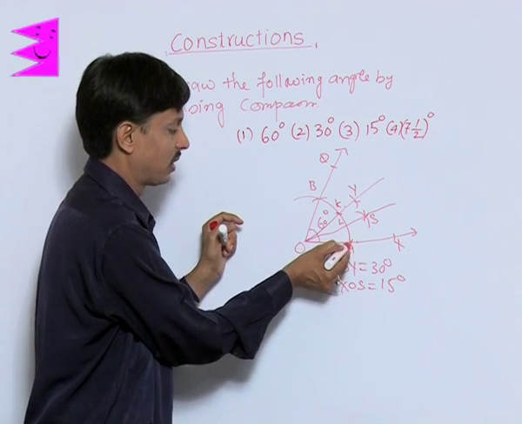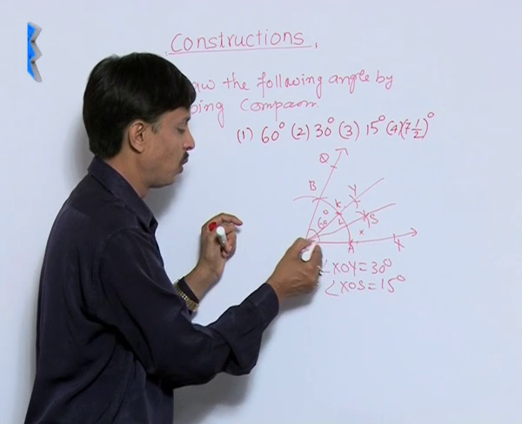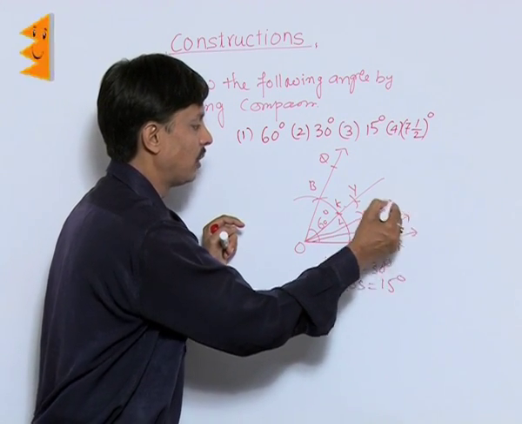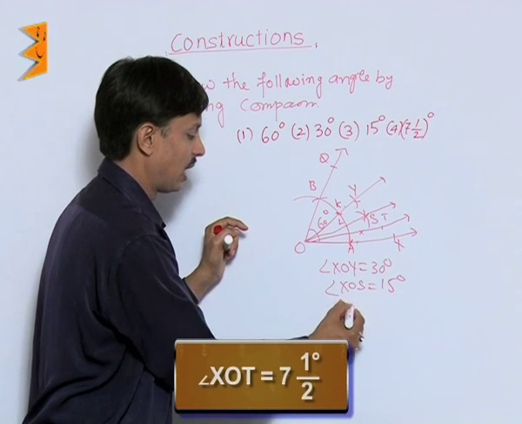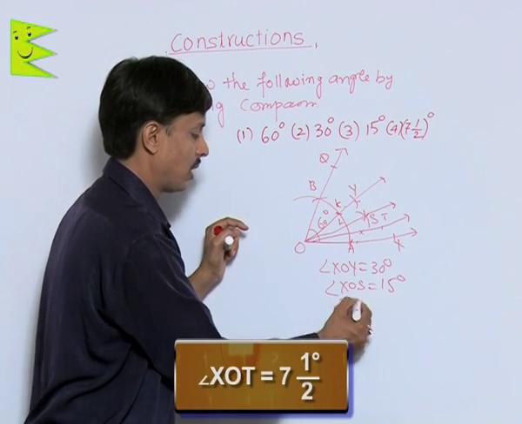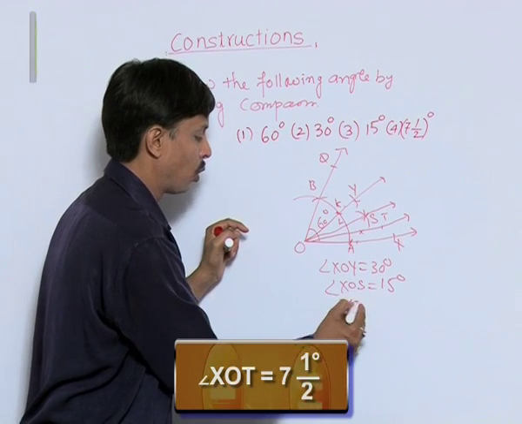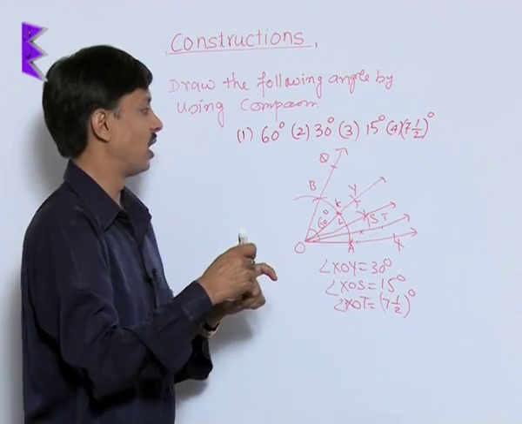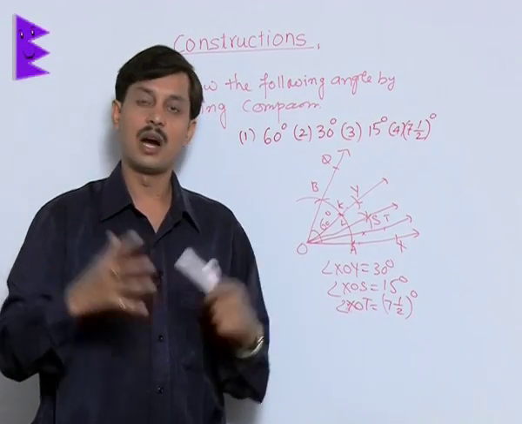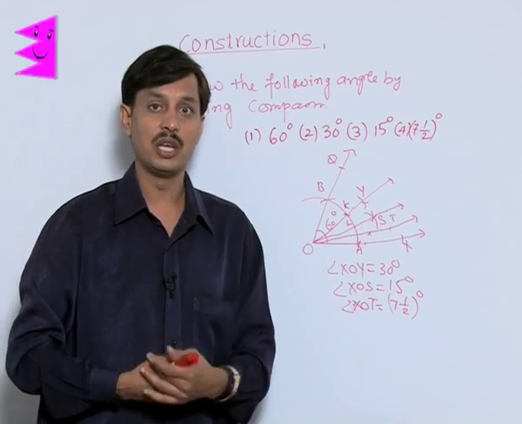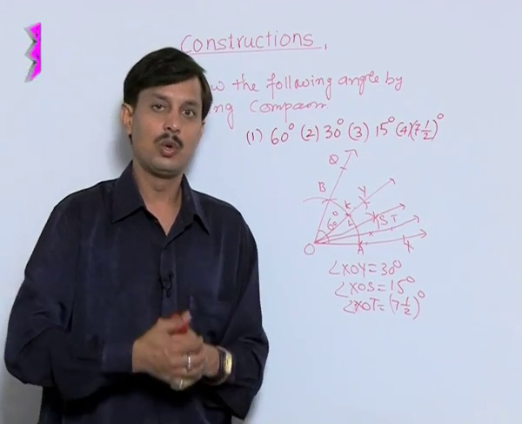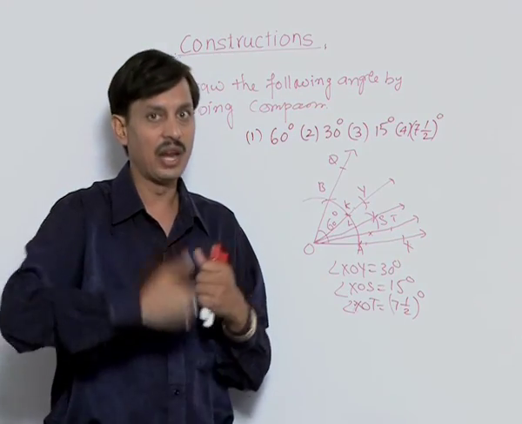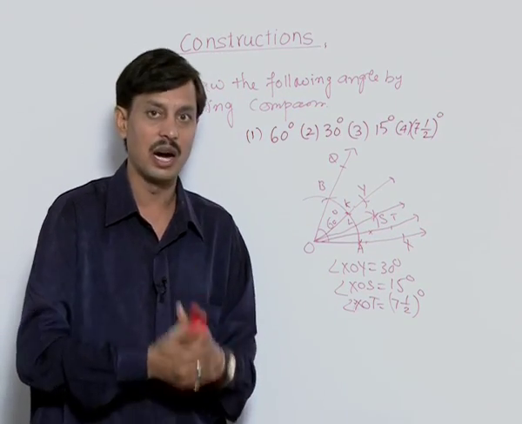Now you can bisect the arc AL. If you bisect the arc AL and suppose this point is T, then you can say angle XOT will be 7.5 degrees. So from here you can conclude how we draw an angle of 60 degrees, how we bisect the angle to get 30 degrees, then how we bisect to get 15 degrees, then how we bisect to get 7.5 degrees.